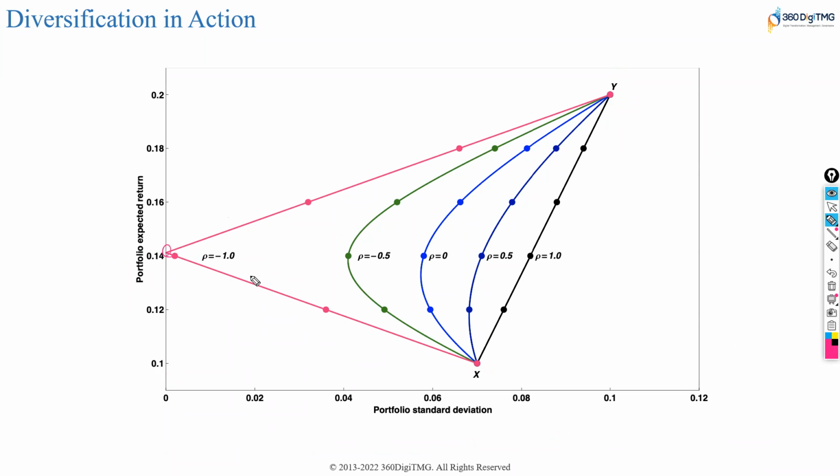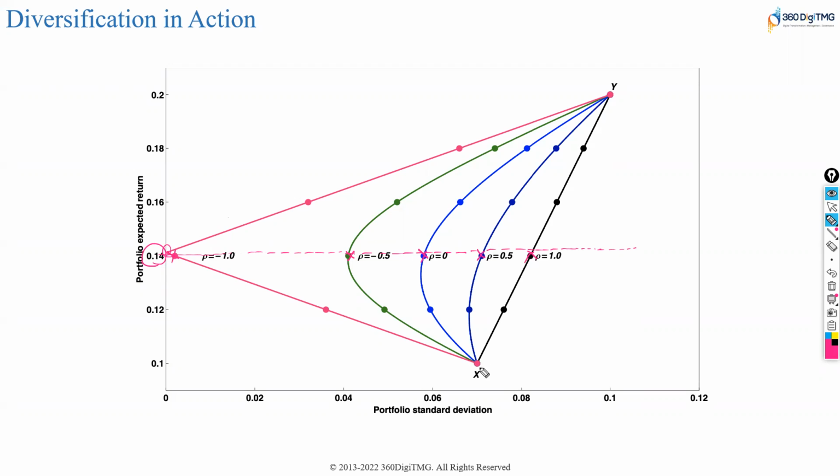Okay, expected return is some 14%. Now, if I were to draw a straight line like this, then you will get 14% return on investment, whether you are here or here or here or here, it doesn't matter. You get 14% return on investment.